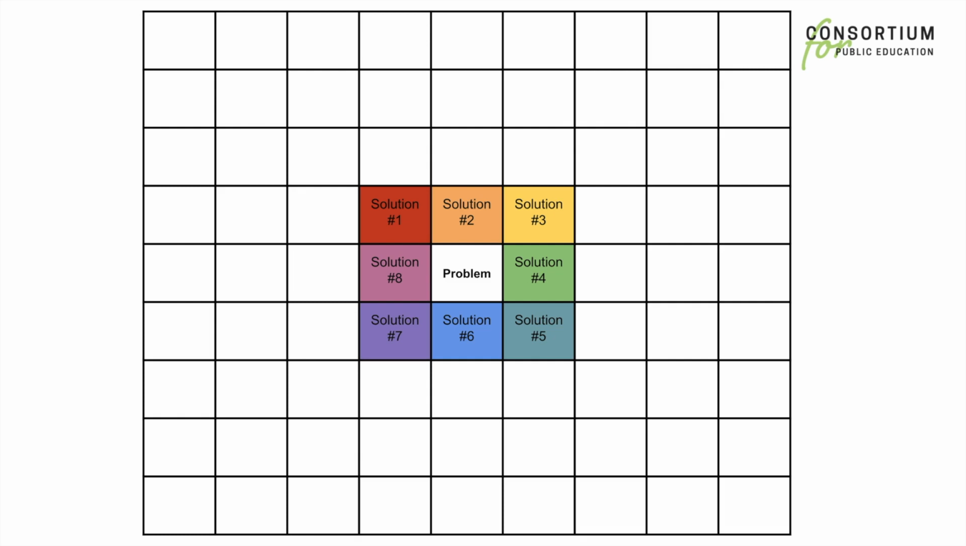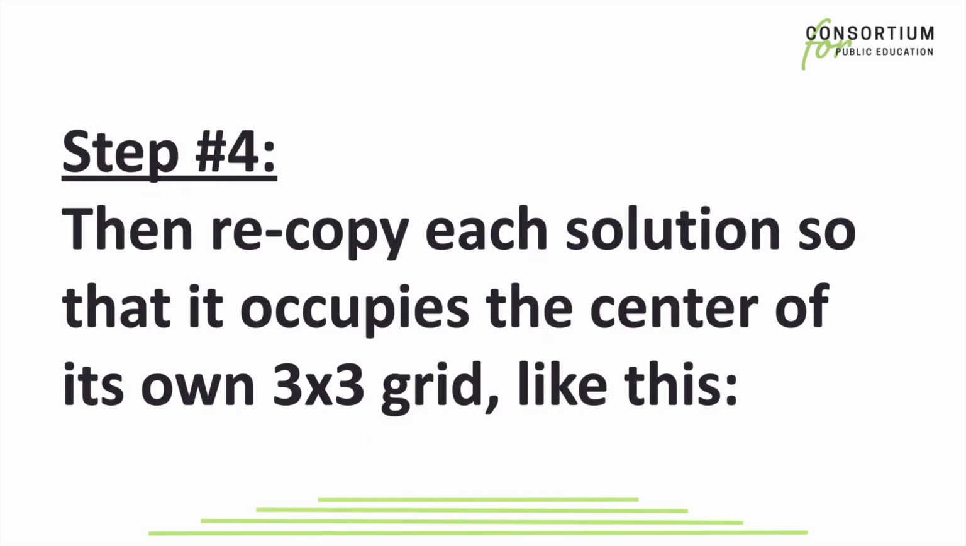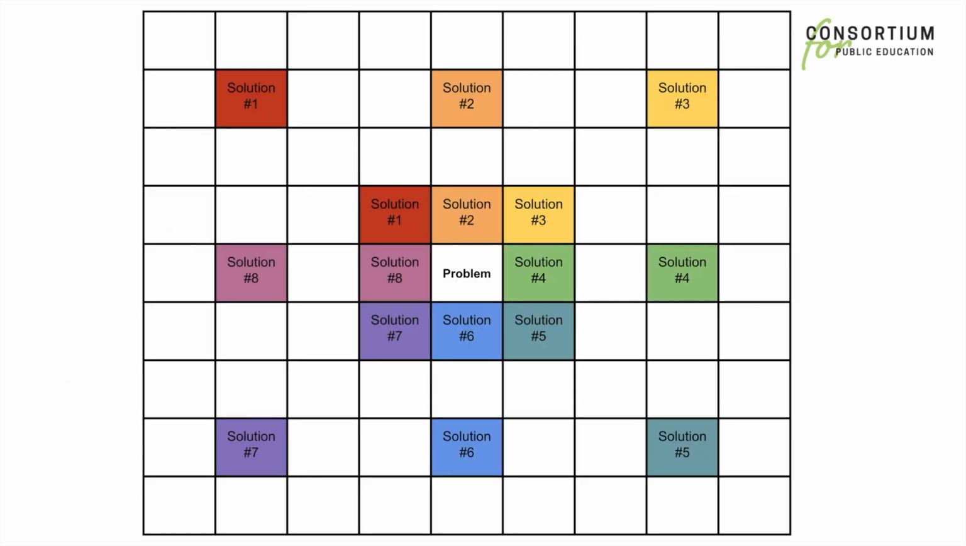Your solutions don't have to be color-coded like I have them here. I've just chosen to use colors in this example to hopefully make things a little easier to understand. Step 4. Then recopy each solution so that it occupies the center of its own 3x3 grid, like this. Here you can see each solution is now at the center of its own 3x3 grid.